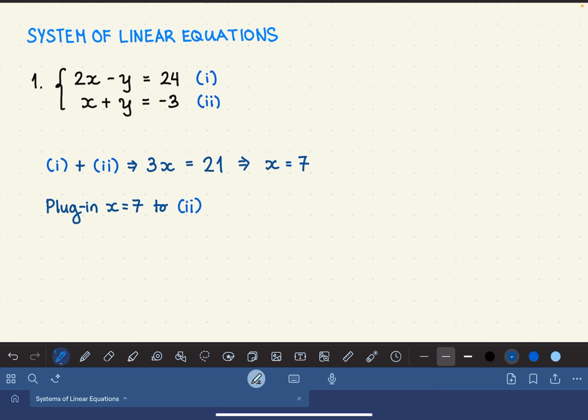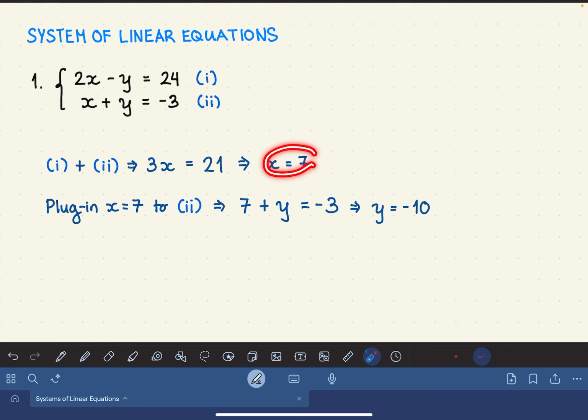So plugging it into the second equation will give us the following. Note that we will replace x here with 7. So we'll have here 7 plus y equal to negative 3. Then from here, all we need to do to obtain y is to subtract 7 both sides. By subtracting 7 both sides, we will obtain y on the left side, and on the right side, minus 3 minus 7 would give us negative 10.